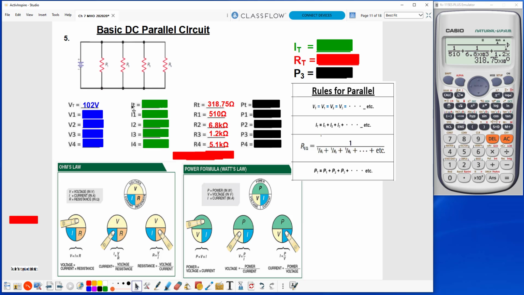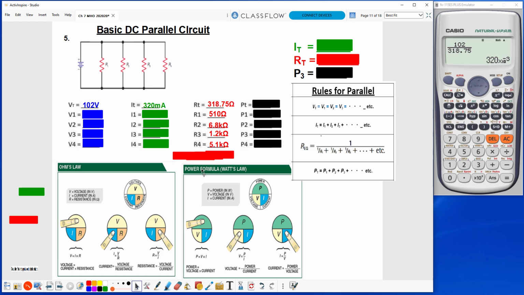Alright, next I'm going to find IT. IT, if I cover up the I, is equal to the V divided by the R. So I have my voltage, I have my resistance, V divided by R. So I'll go and put it in my calculator. 102, that's my V, divided by 318.75 equals, hit engineering, 320 milliamps. So I don't know what to do next.